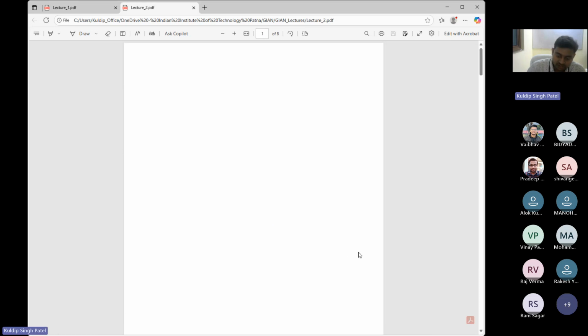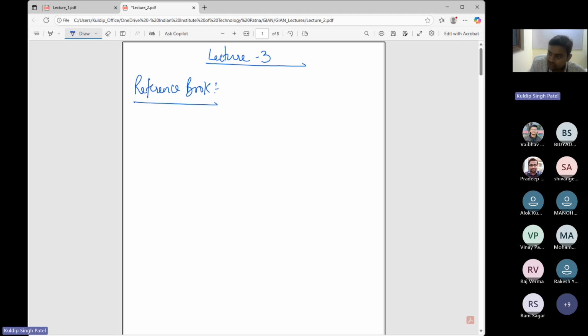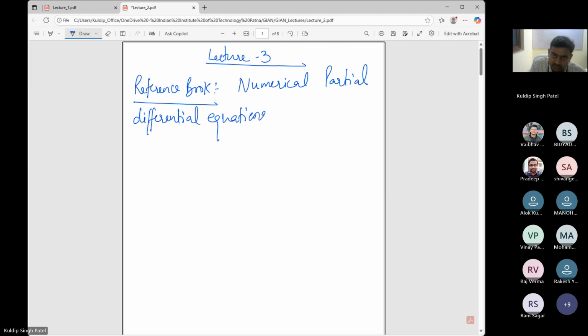This is lecture 3, and as some of you asked in the last lecture, I'm giving the book name beforehand. This is the reference book for the finite difference method. The book is Numerical Partial Differential Equations and Finite Difference Methods.